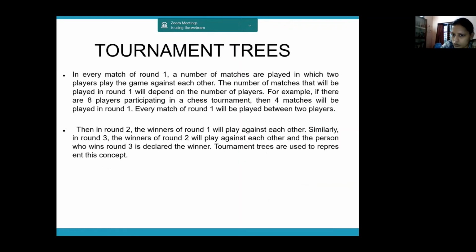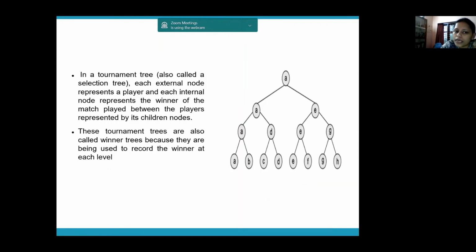And then we discussed tournament trees, which are used to store the outcomes of a particular tournament. Okay, tournament trees are also referred to as winner trees because they give us the record of the winner at each level of the match.